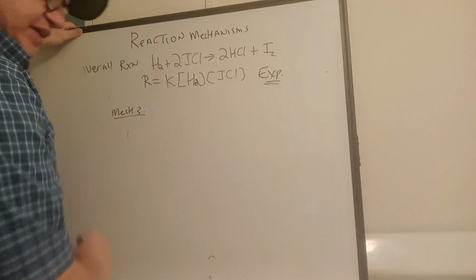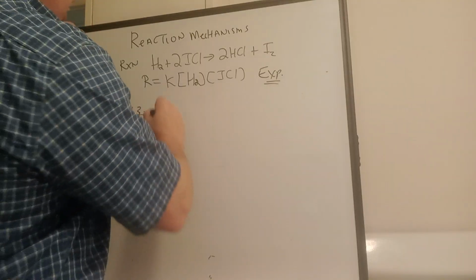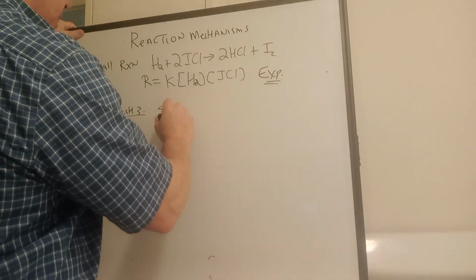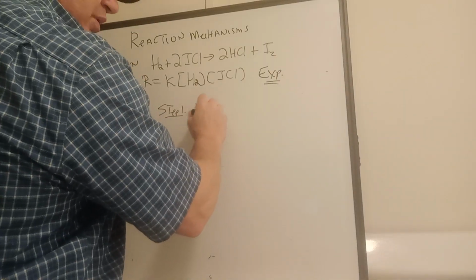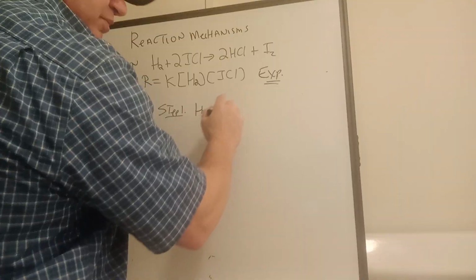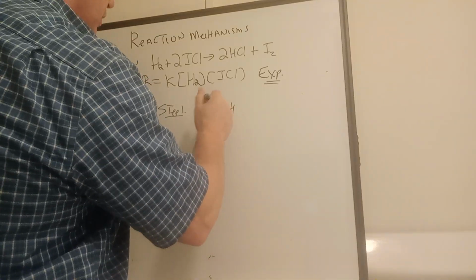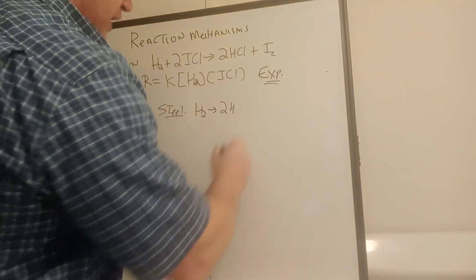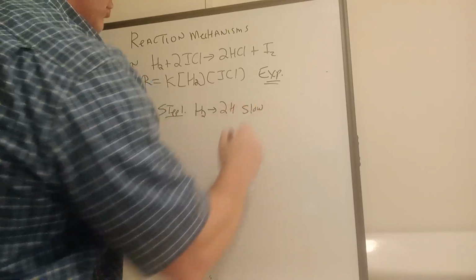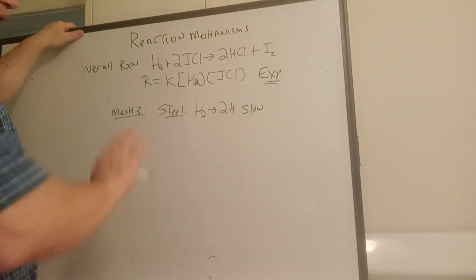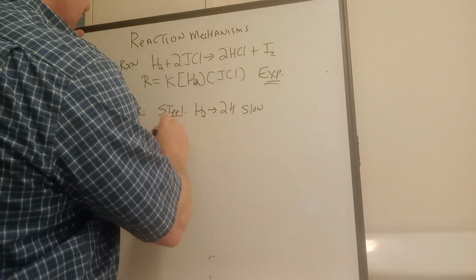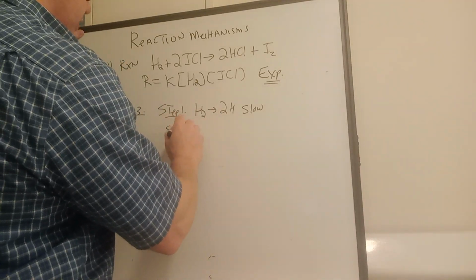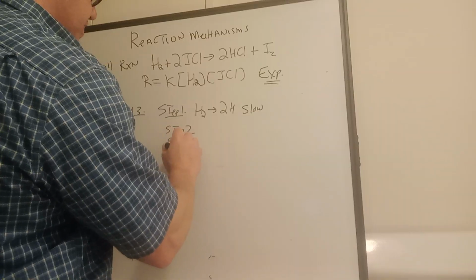I'm on page 19 now in the unworked out notes. Step 1, H2 goes to 2H, and that's slow. Right off the bat, you can read the rest of it in your notes. I'm getting rid of this. The other steps below this are 2 other fast steps. Step 2 is fast, and step 3 is fast relative to it.